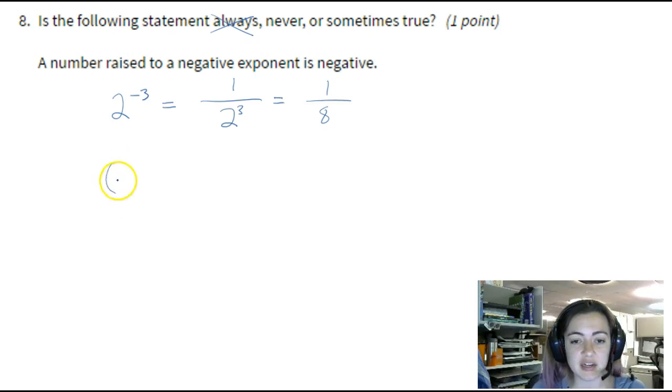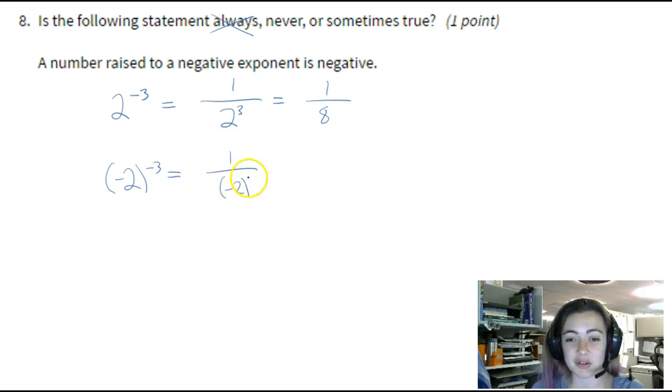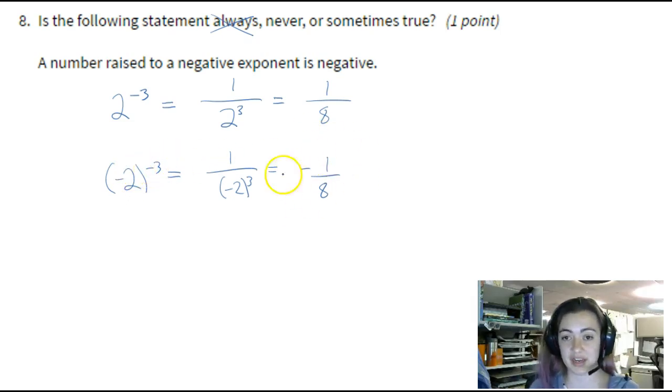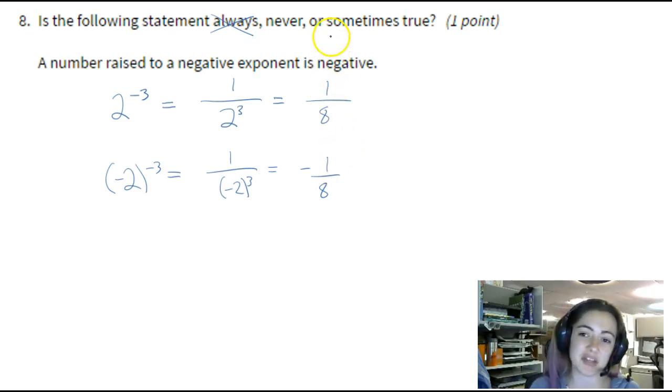So maybe let's take a negative number this time, negative 2 to the negative 3. So again, that negative 3 power puts it in the denominator, so we have negative 2 to the 3rd. Negative 2 times negative 2 is positive 4, times negative 2 is negative 8. So this would actually be negative 1/8. So in this case, a number raised to a negative exponent was negative. So that means sometimes it's negative, sometimes it's positive. So it's sometimes true.